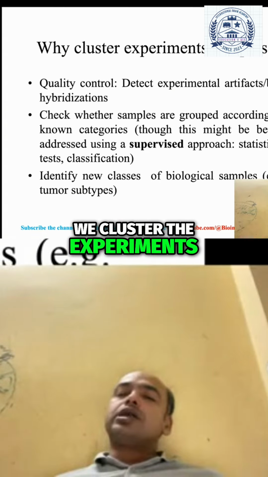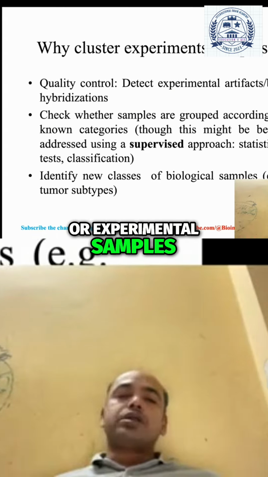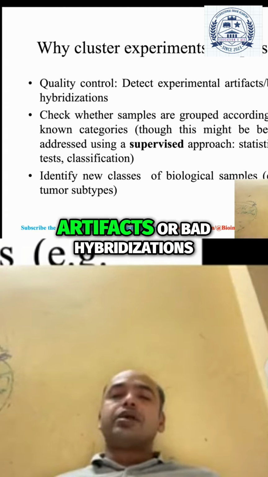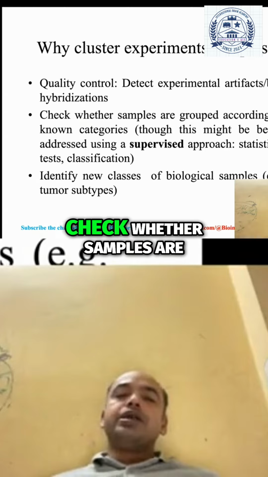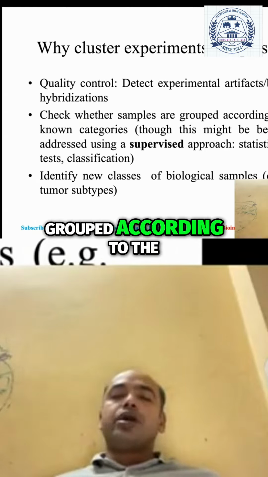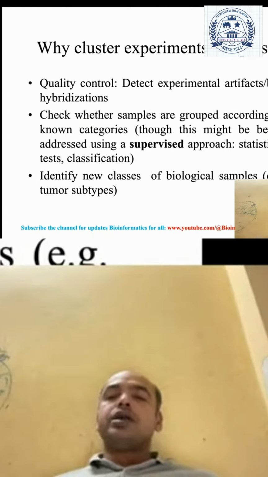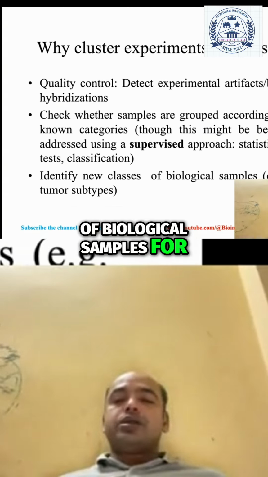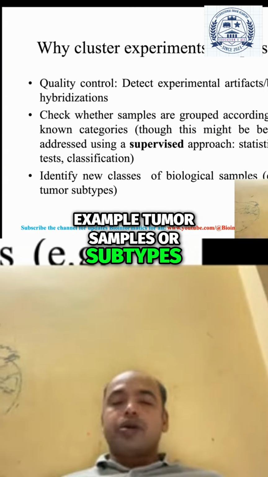We cluster the experiments or experimental samples for quality control, to detect experimental artifacts or bad hybridizations. Check whether samples are grouped according to the known categories. Then identify new classes of biological samples, for example, tumor samples or subtypes.